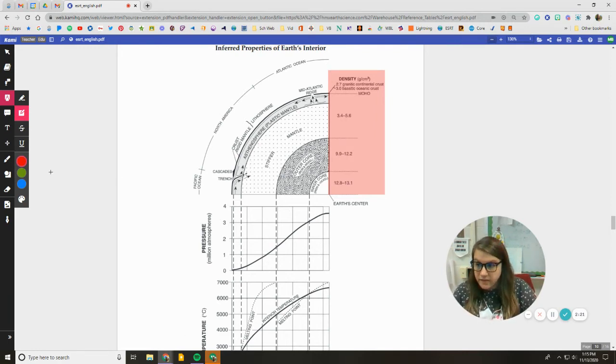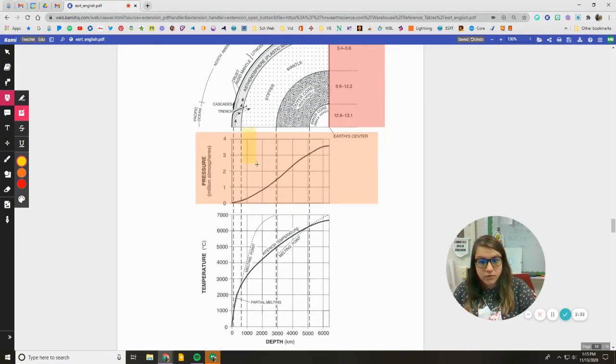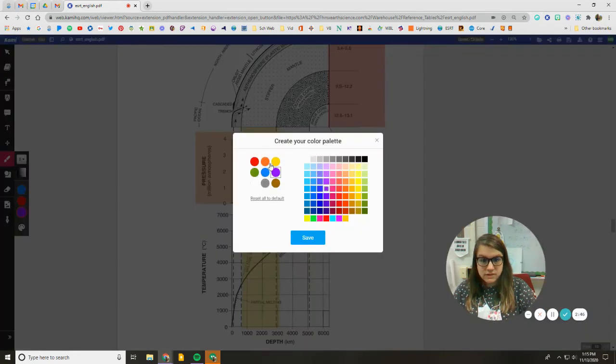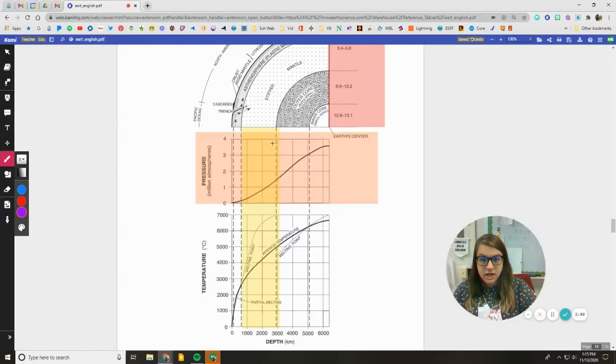So now you have the pressure piece of it. We're going to do this one in orange. I'm going to take my yellow. The stiffer mantle section will travel down through this whole part right here. If I wanted to know what the pressure is at the bottom of the stiffer mantle, you follow this solid black line down to the bottom of the stiffer mantle, and it goes right about here.